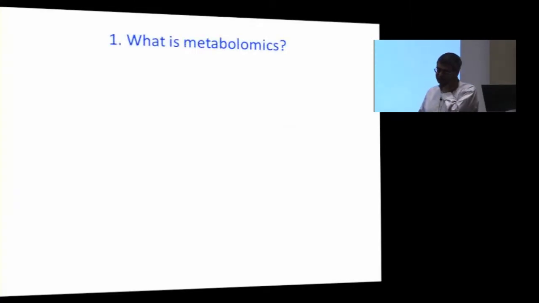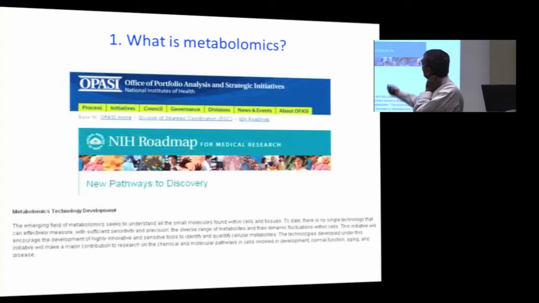So the first question is, what is metabolomics? Here is one of the things that came about when the ARRA funding was there, which said this is a new pathway to discovery. Metabolomics technology development was considered one of the most novel and innovative ways to understand systems biology. They said this emerging field of metabolomics seeks to understand all small molecules found within cells or tissues. And I actually got my first R01 based on this RFA, which was a good thing for me personally.